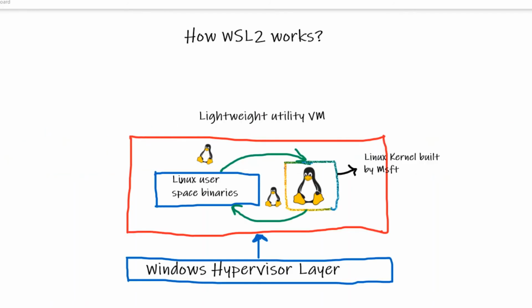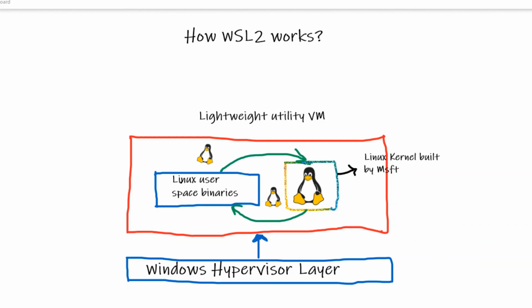Let's understand how WSL2 works. WSL2 takes the virtualization-based approach rather than the translation-based approach. So we don't have any translation layer here. It runs a lightweight utility virtual machine on top of the Windows hypervisor layer. That lightweight utility machine boots up in under a second, and it has our Linux user space binaries that come with the Linux distribution, and a small Linux kernel that is built and maintained by Microsoft.